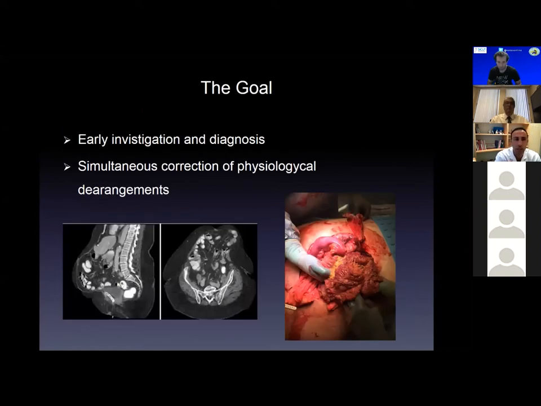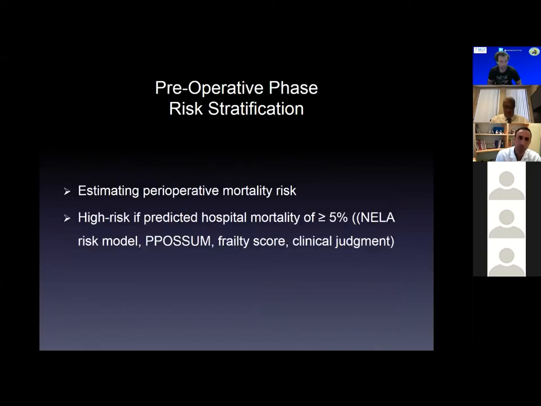As mentioned, the goal is to have an early investigation and diagnosis in patients that are presenting with acute abdomen and are going to be subjected to an emergency laparotomy, but at the same time, correct the physiology of the patient. One important aspect that the ERAS guidelines have is an early estimation of patients' mortality risk. Studies have shown that in the UK, when patients have had their perioperative risk estimated early on, then the senior consultants have been involved in patient care. They have been admitted to ICU more often. So basically, they have had better care.